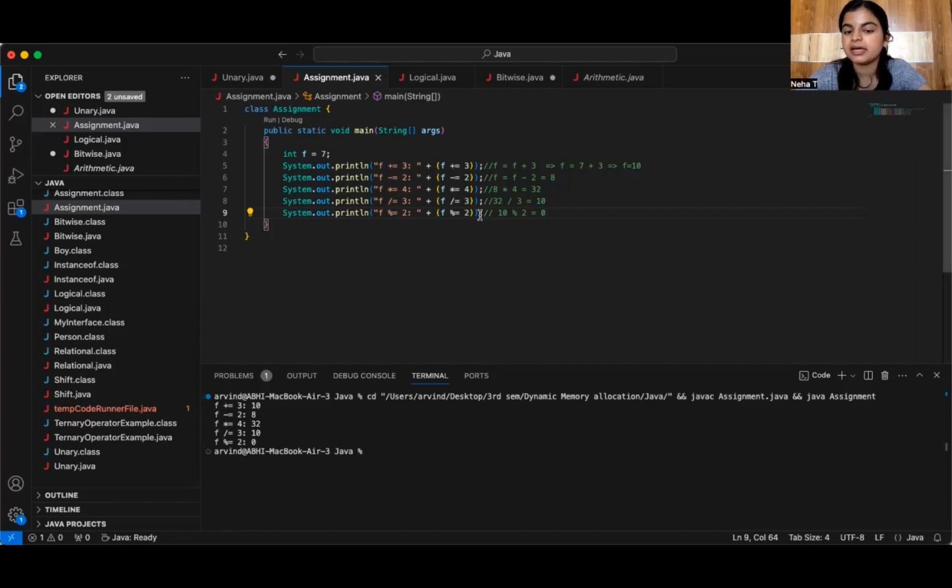Here f minus equals 2. F becomes 10 after doing the first operation. So f value is 10. 10 minus 2 is 8. This will be given to the f value. So we'll get 8 over here as answer. After that, the same way we'll do for the remaining. We'll get 32, 10 and 0. These are the outputs we'll be getting for the assignment operator.